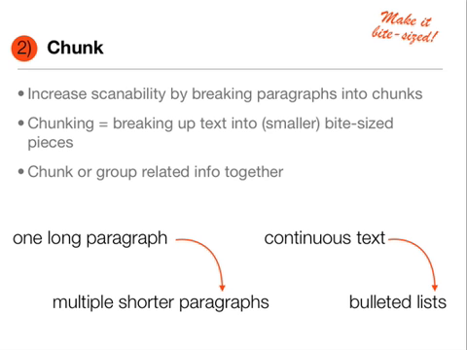The second step to creating scannable content is by chunking. You want to break up text into smaller, bite-sized pieces. Chunk or group related information together. Chunk long paragraphs into multiple shorter paragraphs, and chunk continuous text into bulleted lists.